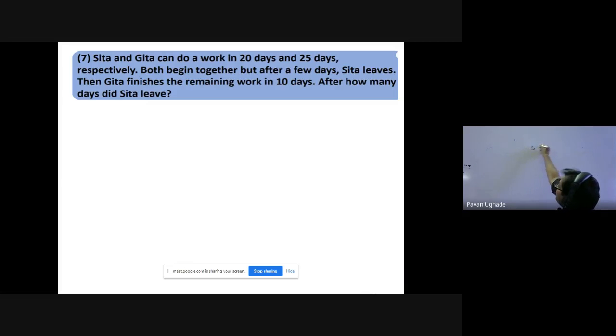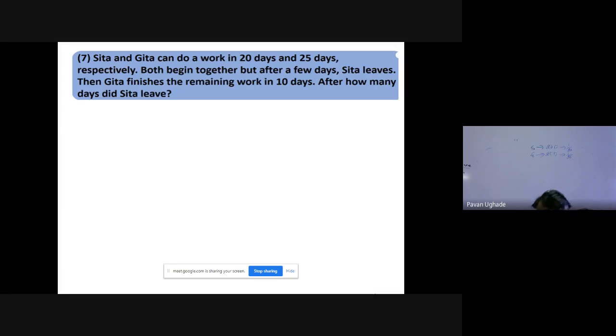So Sita is doing a job in 20 days and Gita is doing the same job in 25 days. So the efficiency of Sita is quite more than Gita. So the 1 day job she is able to perform is 1/20, and here it is 1/25, right? So now just see the next scenario. Both begin together. Okay, so I can say S plus G, but after a few days, Sita leaves. Then Gita finishes the remaining work in 10 days.